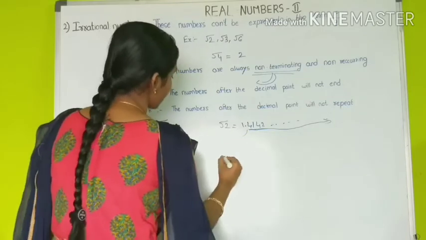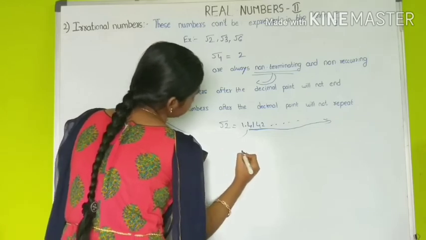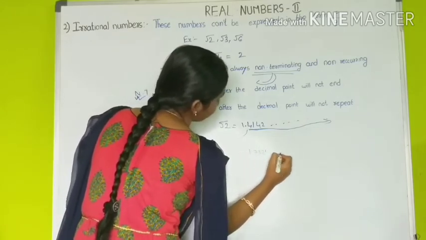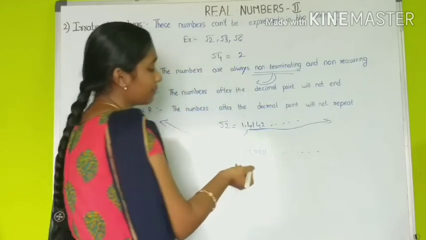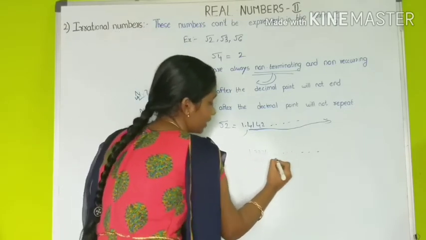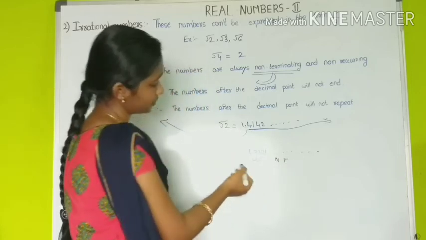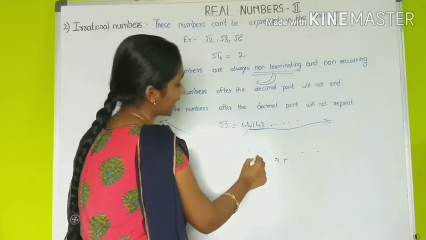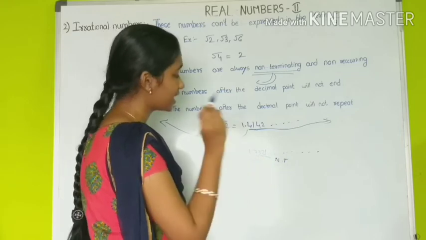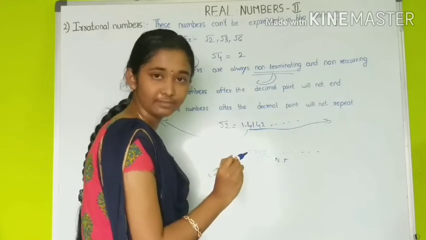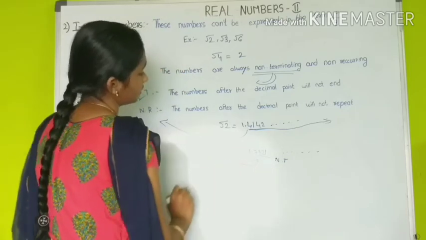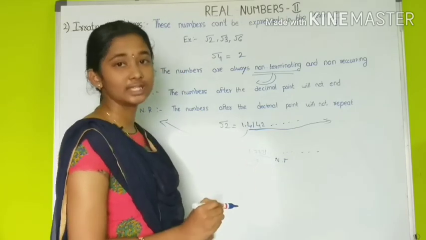And let us take another example, root 3. What's the value of root 3? That is 1.7321 and so on. Here also, the numbers after the decimal point will not end, which shows that it is a non-terminating decimal. And also here we can observe that no digit is repeated again and again. There are different digits coming, which shows that it is an infinite number and no digit is repeating. It shows that it is a non-recurring decimal. So it is also an irrational number, which satisfies both conditions.